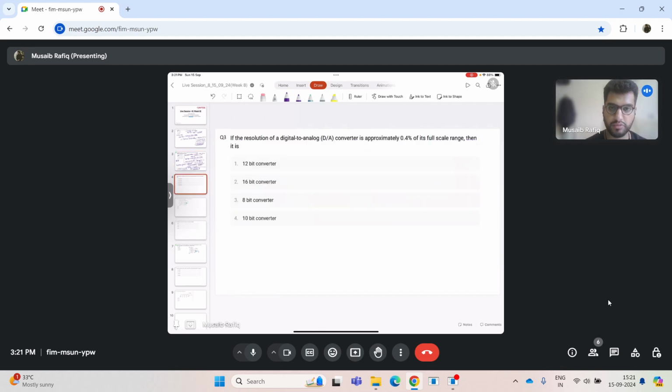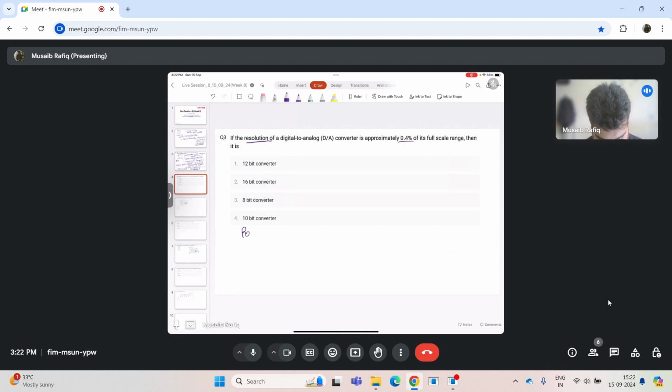So let's move to question number 3 of today's live session. It states that if the resolution of a digital to analog converter is approximately 0.4% of its full scale range, then we need to find out what bit converter this is. Is it a 12-bit converter, 16-bit converter, 8-bit converter, or 10-bit converter? So we are given this: the resolution of the DAC is approximately 0.4% of its full scale output range.